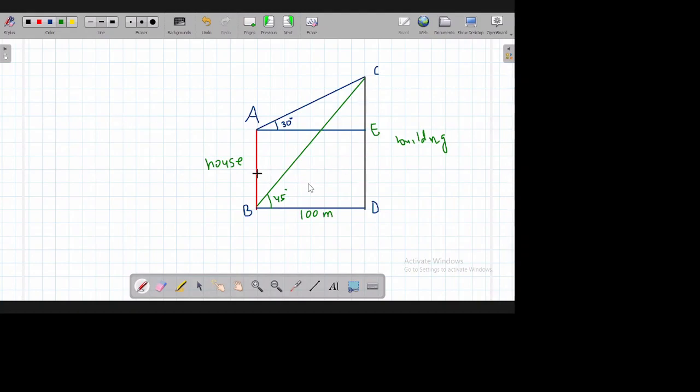So all of you, please, our duty is to find the height of the house. Okay, we are going to find the height of the house. So please follow me, all of you.